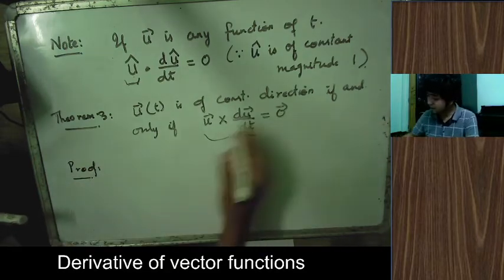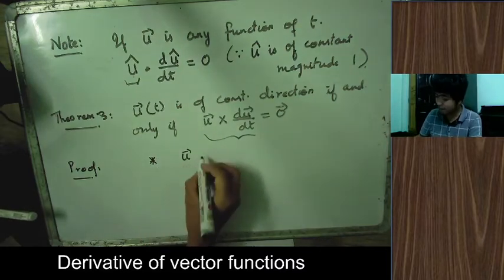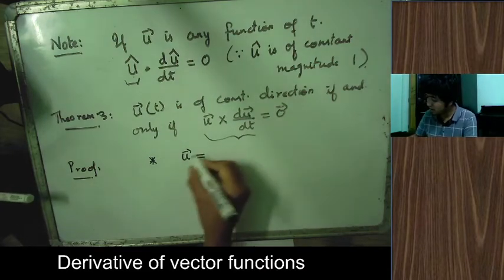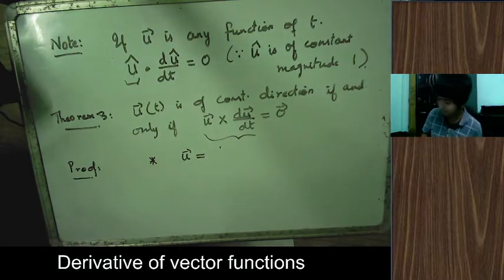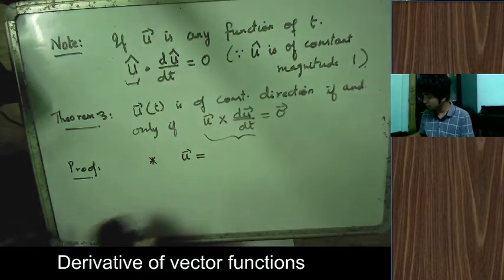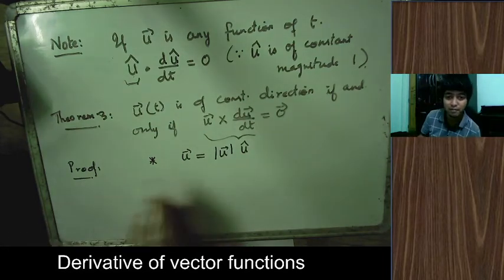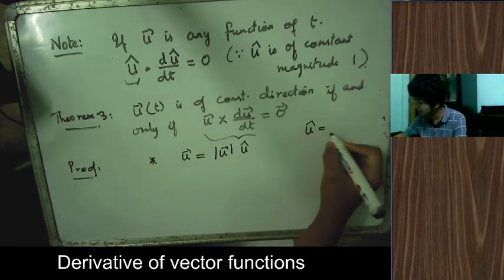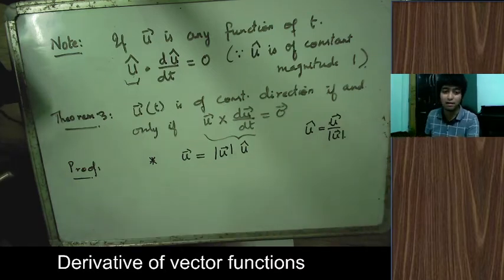Over here we need something that relates with direction. You have to remember this line, because if you forget it, it will be very difficult to proceed. So u vector can be written as magnitude u into u cap, because if you remember, u cap can be written as u divided by magnitude u. That is how I get this one.